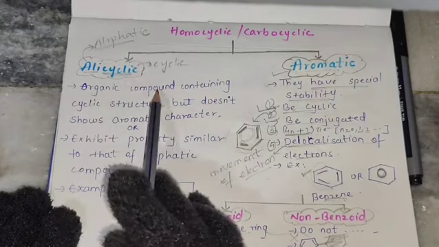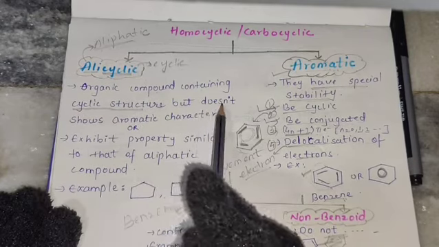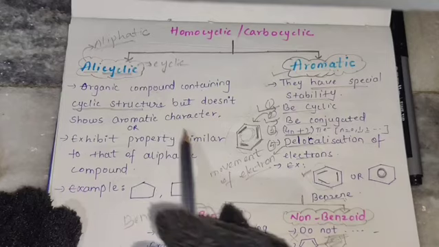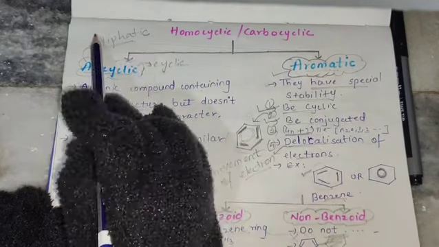So see here, an organic compound containing a cyclic structure, okay, cyclic structure, but does not show aromatic character. Obviously it does not show aromatic character because it is aliphatic.